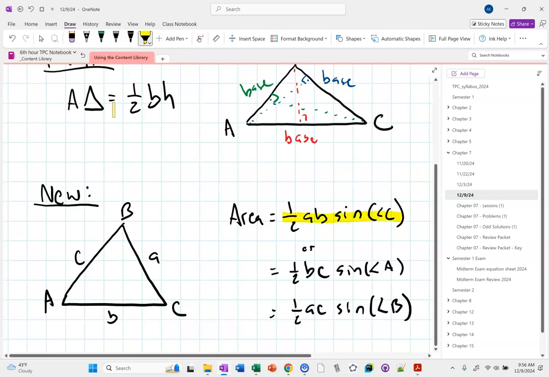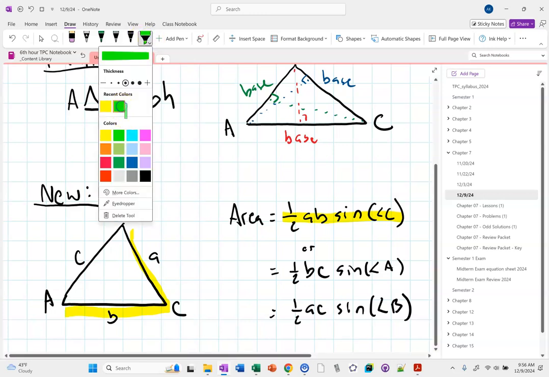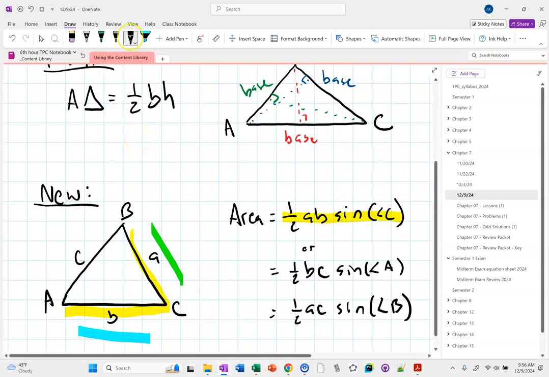If I look at the situation, let's say this one, I have angle C that I need, and then I have side A, and I have side B. What type of situation is this? Yeah, so these are going to be good for side angle side.